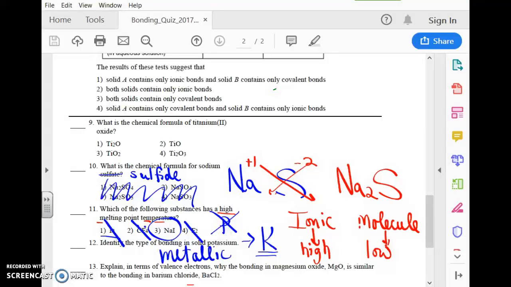Number 13, explain in terms of valence electrons why the bonding in magnesium oxide, MgO, is similar to the bonding of barium chloride. Well, what do they both have in common? It's a metal plus a nonmetal. That means ionic bonding. But if you just say ionic bonding, I can't give you credit because you said nothing about what happens to valence electrons.